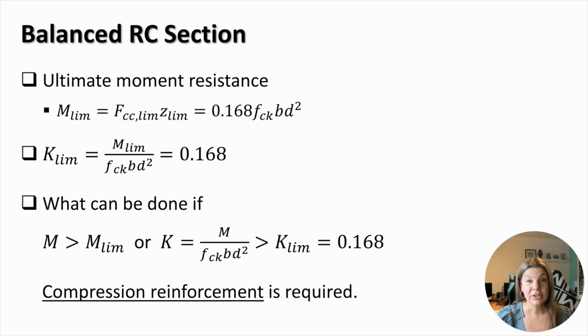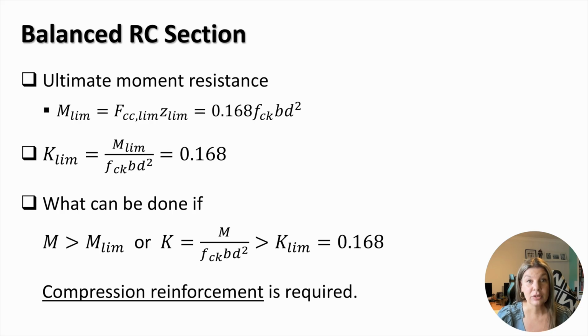So the design procedures developed for a singly reinforced concrete section cannot be used when the moment applied on the section is larger than the limit moment. The latter means that the parameter K is larger than the limit of 0.168. In this case, the expression for parameter K suggests that to resolve the situation, we can increase the size of the section or the strength of concrete.